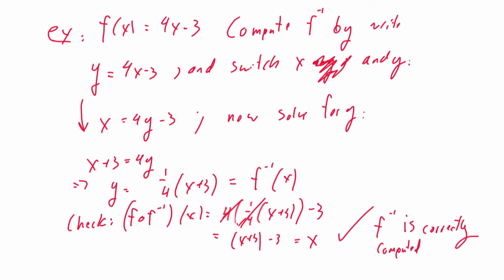The key here was the following. It was to switch the roles of x and y and then solve for y. So this will work a lot of the time, but not always. Most of the examples on the CLEP, this will be completely sufficient to solve for the inverse function. So it's a good trick to know. Let's look at another example of this.